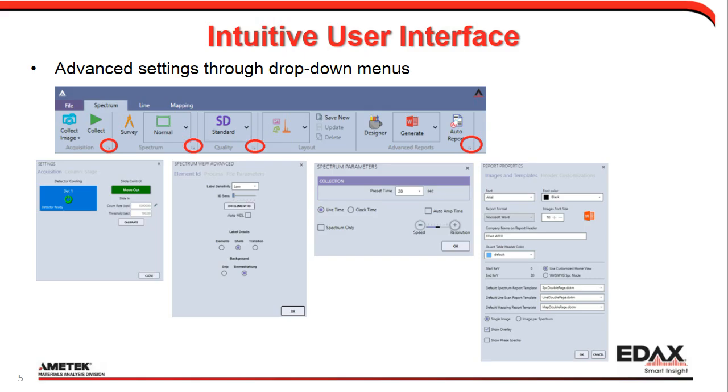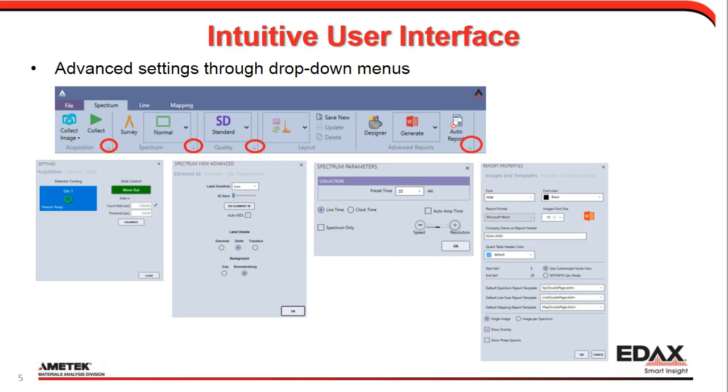From left to right, we have the detector settings panel. If you have a motorized slider detector, you can use it to insert or retract your detector. You can also set count rate and threshold settings to automatically retract the detector to avoid very high X-ray counts for an extended period of time.